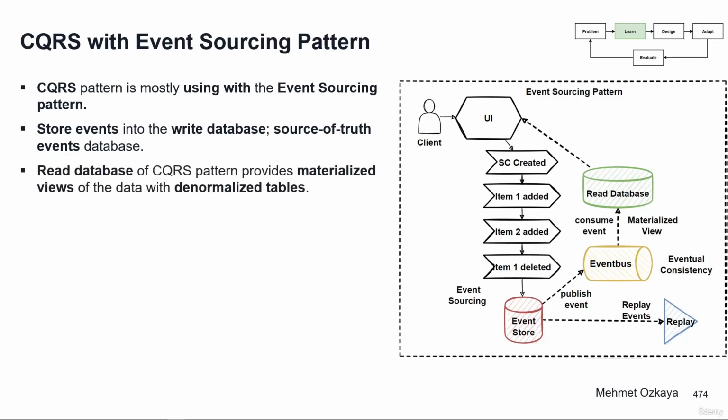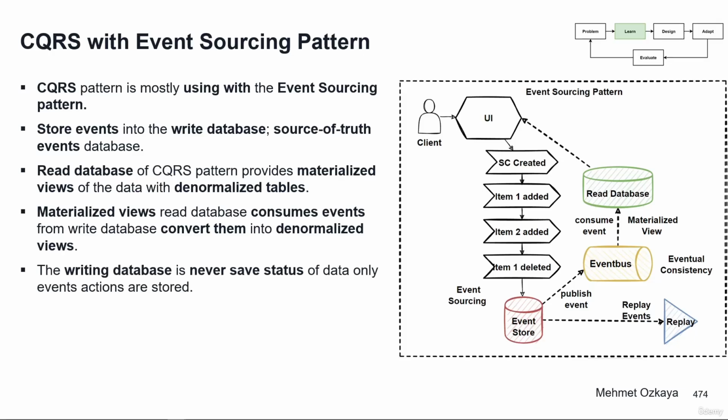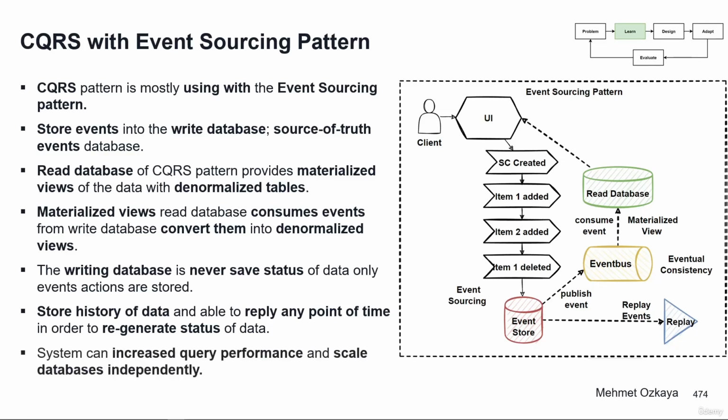After that, the read database of the CQRS design pattern provides materialized views of the data with denormalized tables. Of course, these materialized view read databases consume events from the write database and convert them into denormalized views. The write database never saves the status of data, only event actions are stored. By saving only event actions into the write database, we can store the history of data and are able to replay any point of time in order to regenerate the status of the data. So by following the event sourcing pattern, the system can increase query performance and scale databases independently.